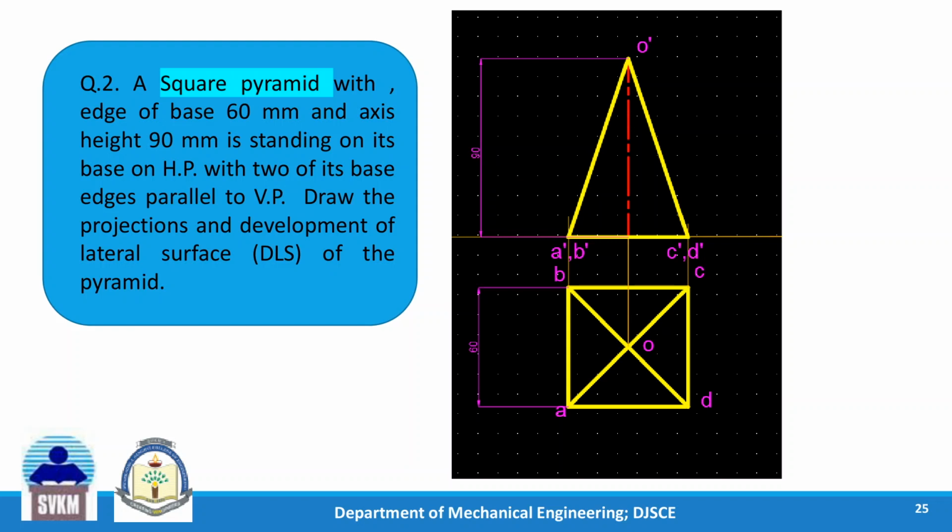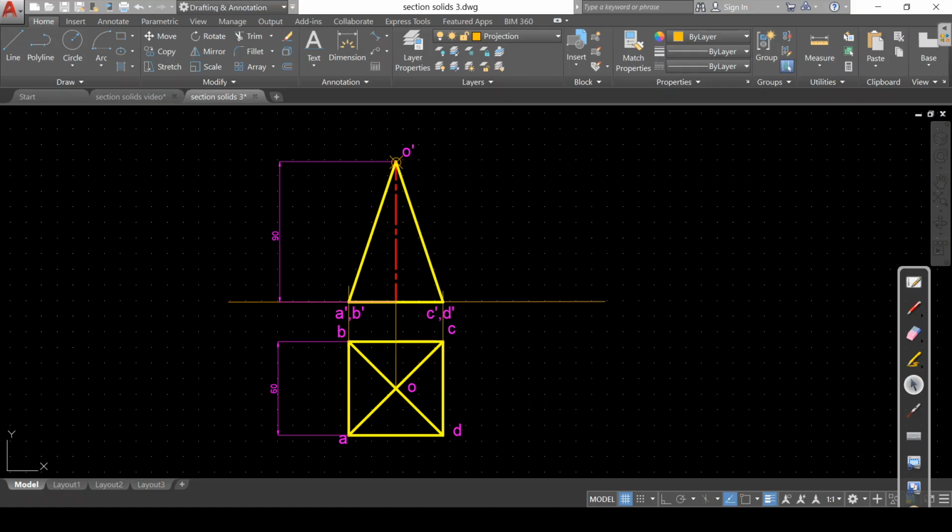Let us solve this in AutoCAD now. See, these are the two views of the given pyramid. Two of the base edges, that is AD and BC, are parallel to VP. Now we have to develop this lateral surface for this pyramid. For that purpose, we will cut it open from one of the slant edges and then draw the development. The procedure is similar to the first sum.